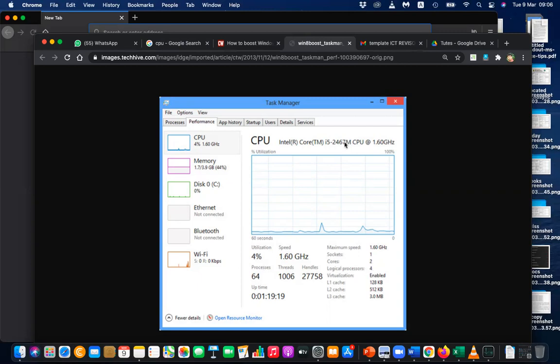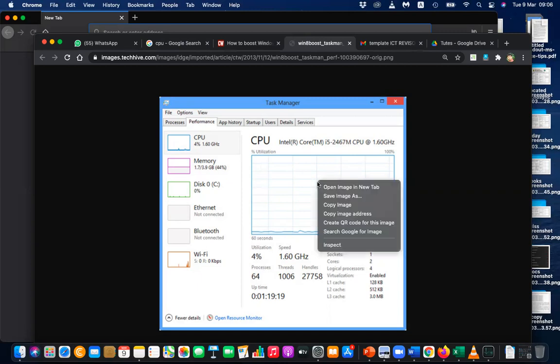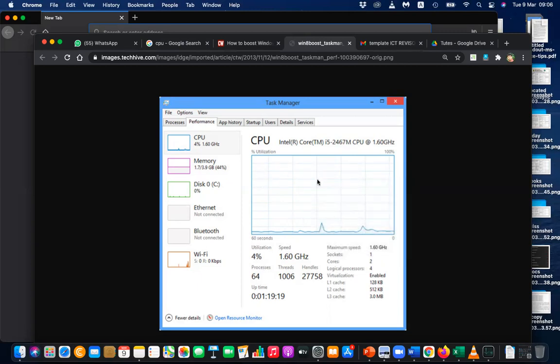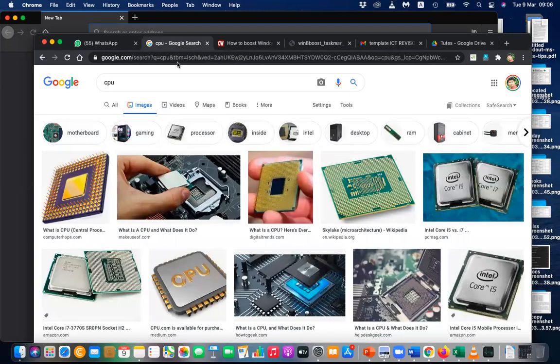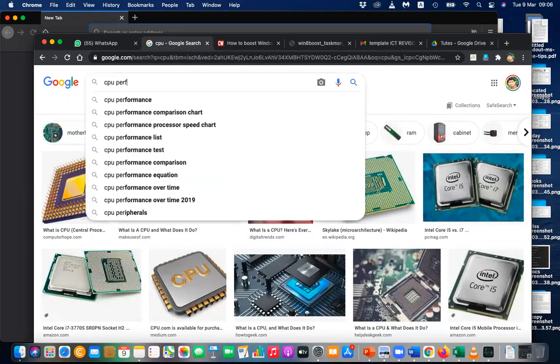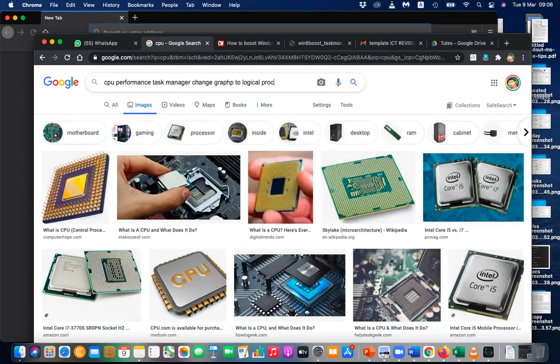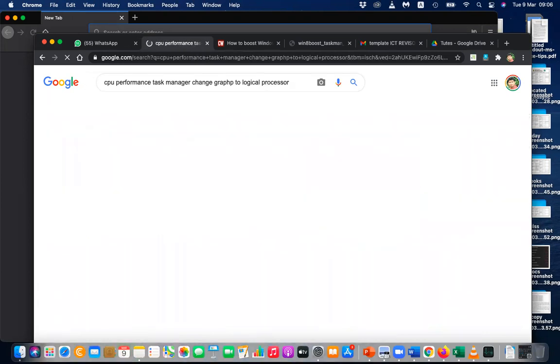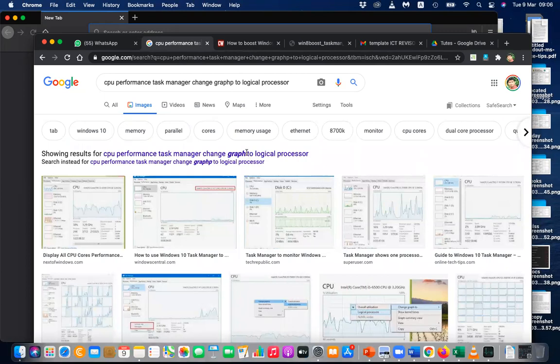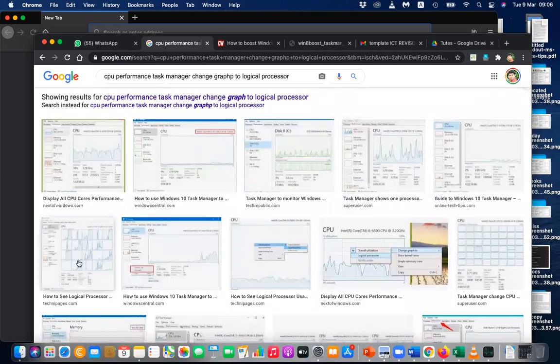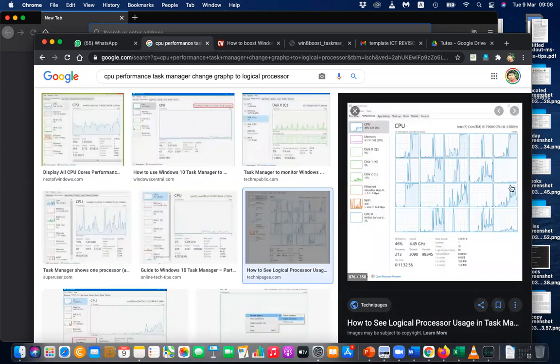Okay, so you can check the utilization of each by just right clicking here. Right click here. You can see change graph to logical processors, right? Yeah, now it shows us 4 CPU performance in Task Manager: 0, 1, 2, 3. Change graph to logical processors. When you change graph to logical processors, you will see something like this.